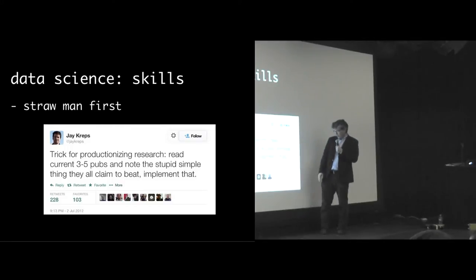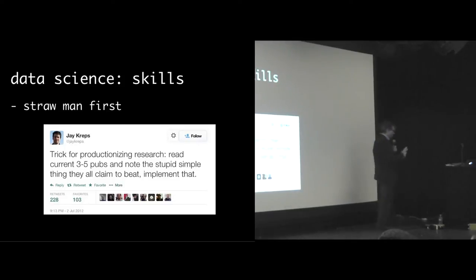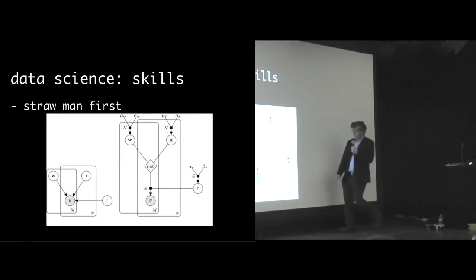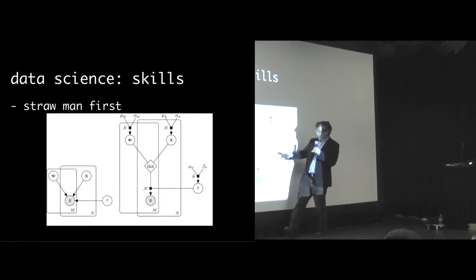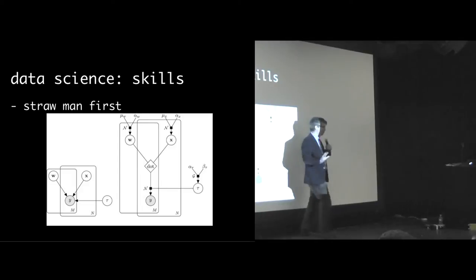So I will echo this wise tweet from 2012. When you're doing something in the real world, go read a couple of publications where people do some fancy pants new method. Look at the method that they all say, oh, this is much better than that simple method. Try that method first. You're going to have to benchmark against it anyway, so do that method first. Right, so before you do a graphical model with a nested stack of plates and some extra fancy nodes over here, see if you can do a graphical model with just three nodes. Just do the simple thing first.